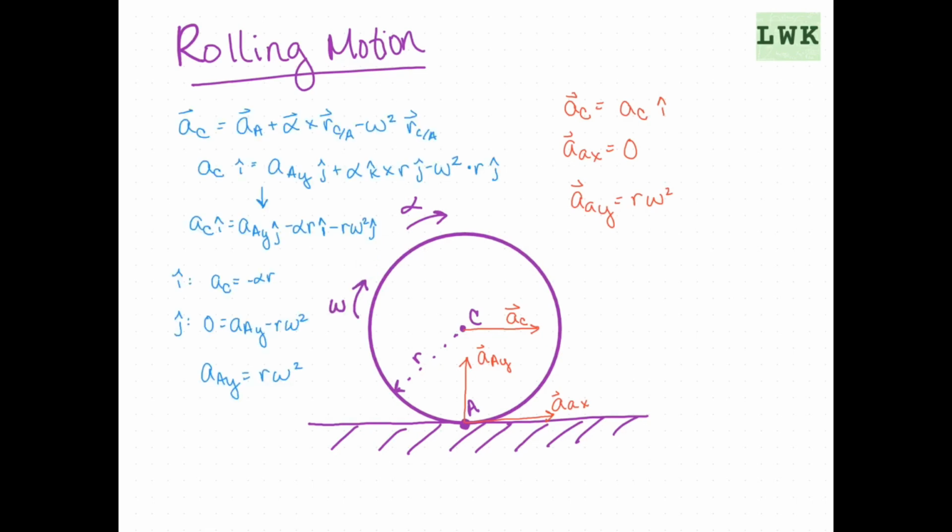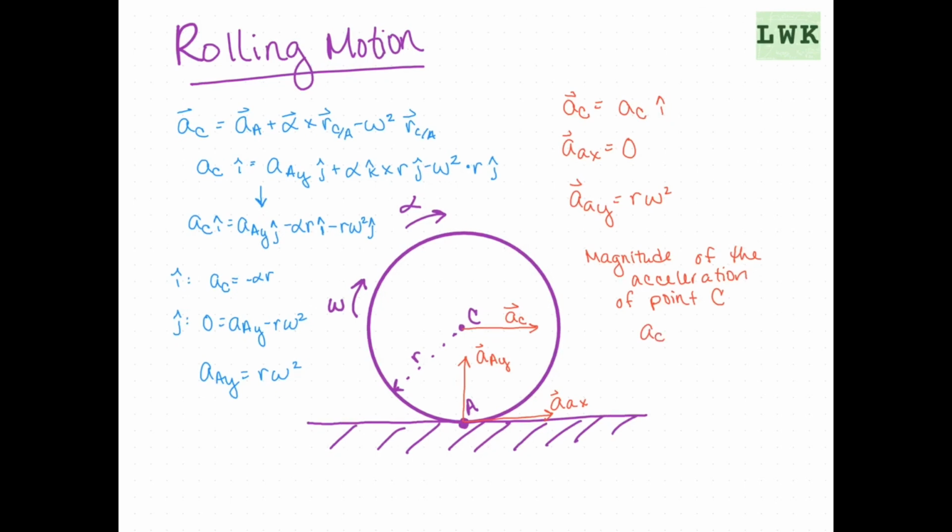Now, I've written over here in blue on the left some of our derivations, but this is what's going to allow us to say that the y component of the acceleration of point A equals r omega squared, and we can say the magnitude of the acceleration of point C is going to be equal to AC equals alpha times r.